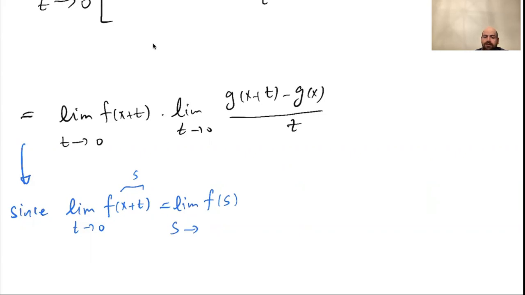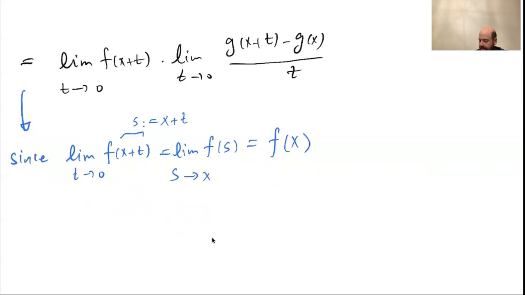S is x plus t, and t approaches 0. So as t approaches 0, S will approach x, right? So look here, S is x plus t, t approaches 0. So S approaches x plus 0, which is x. So then this is limit f of s as s approaches x. And this limit exists and is equal to f of x.